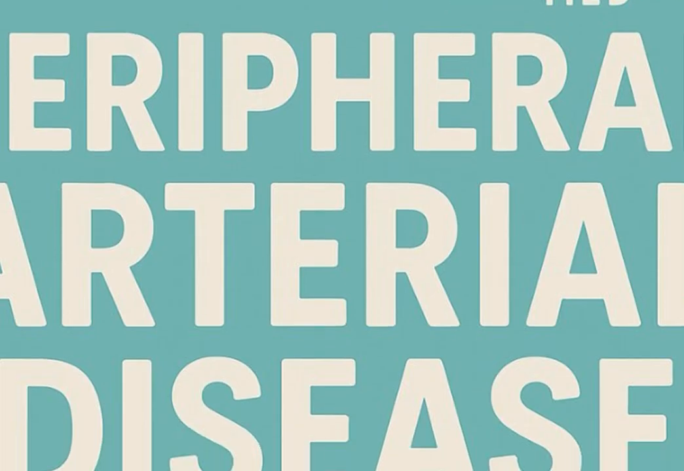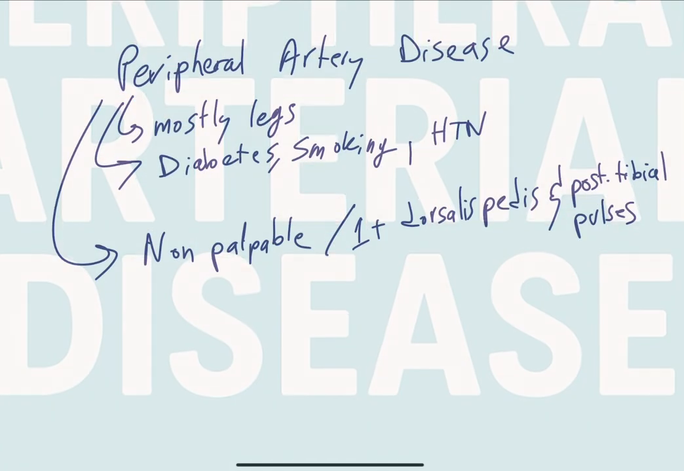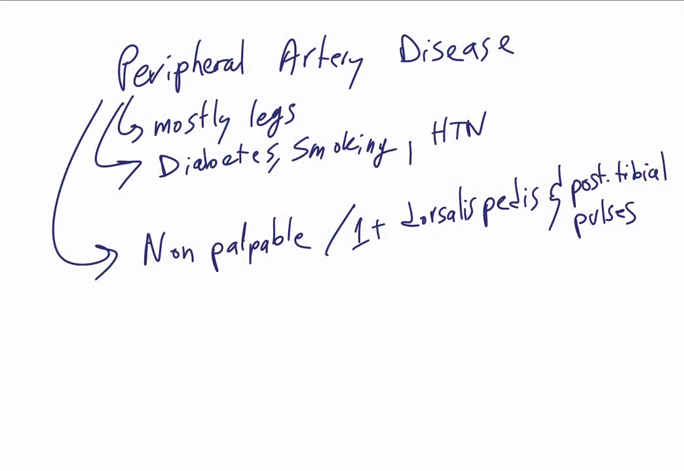And this, for USMLE, refers to atherosclerosis of the peripheral arteries, primarily in the legs. This is commonly due to diabetes, smoking, and hypertension.